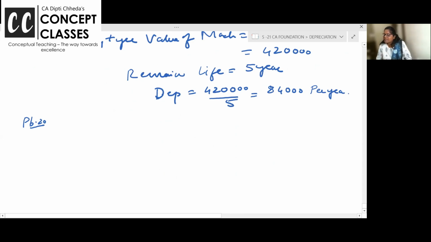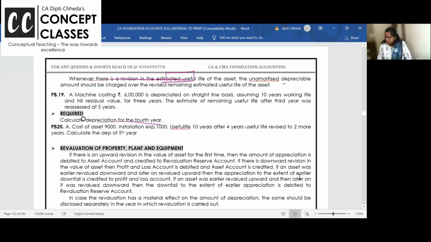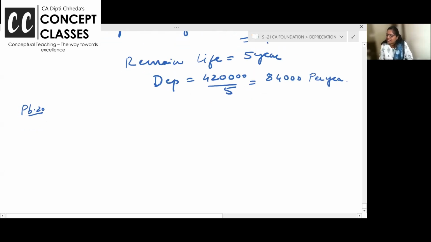Okay, next, the 28th problem I was reading. I'll show you on screen also. Cost of the asset is 9,000. Installation expenses are 1,000, so 10,000. Useful life is 10 years. After 4 years, the useful life is revised to 2 more years. So you have to calculate the same. Let us do it together now. I gave a break, but I know you all have also taken a break. Now this much homework, check tomorrow. So we'll complete it now.